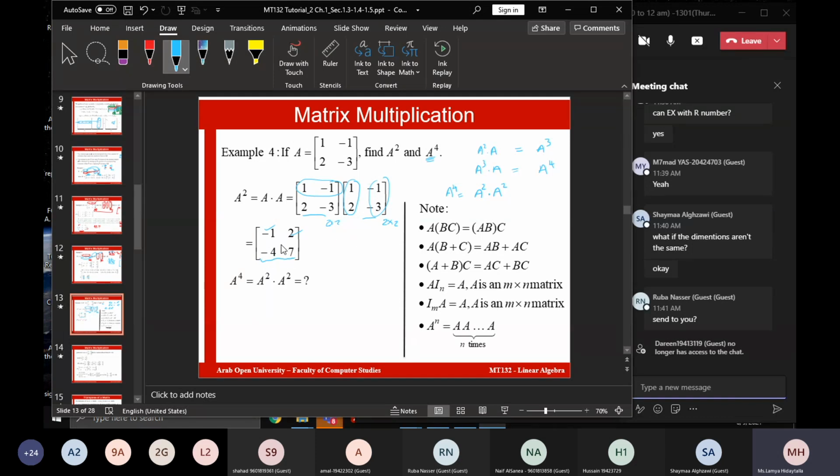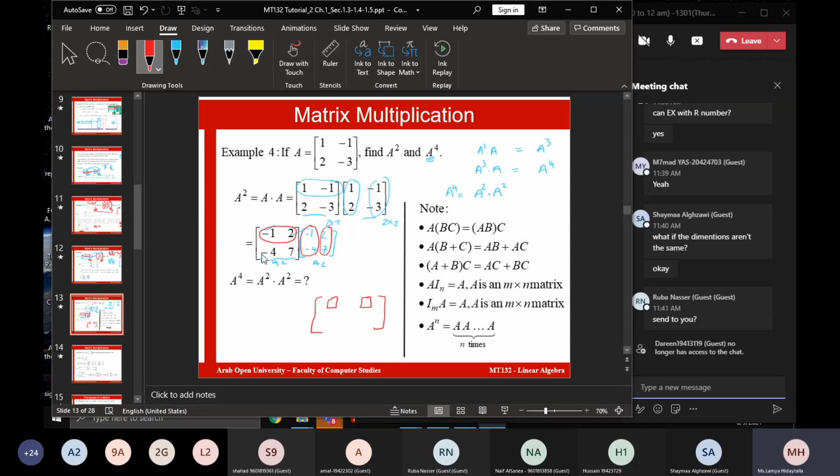To get A to the power 4, what do I do? This one, I put beside it what? Again, minus 1, 2, minus 4, 7, because this is A squared and this is A squared. And then we multiply. How to proceed? Again, we multiply the row times the column and get the first value. As homework, you go and do it. And then times this one, and we get this value, correct?